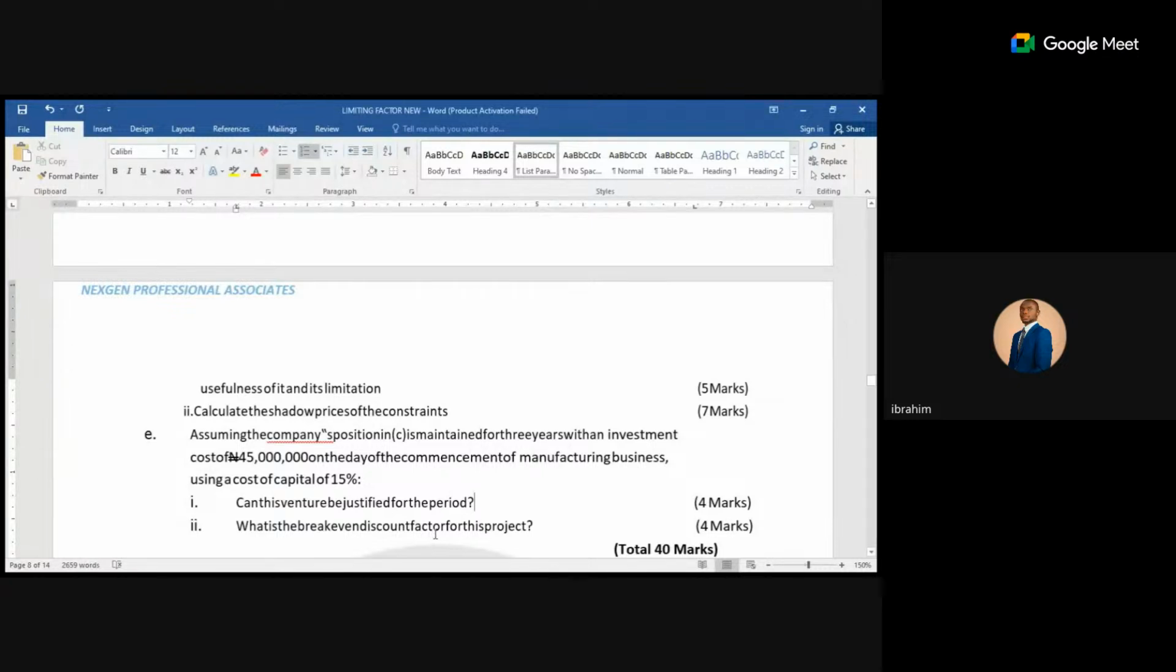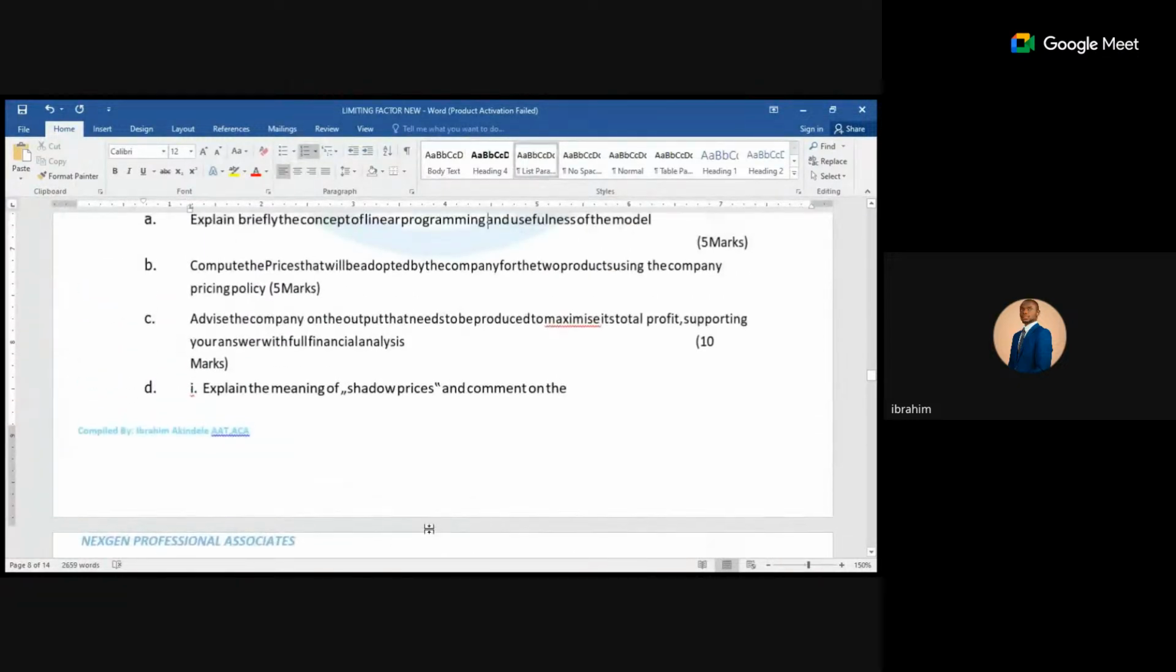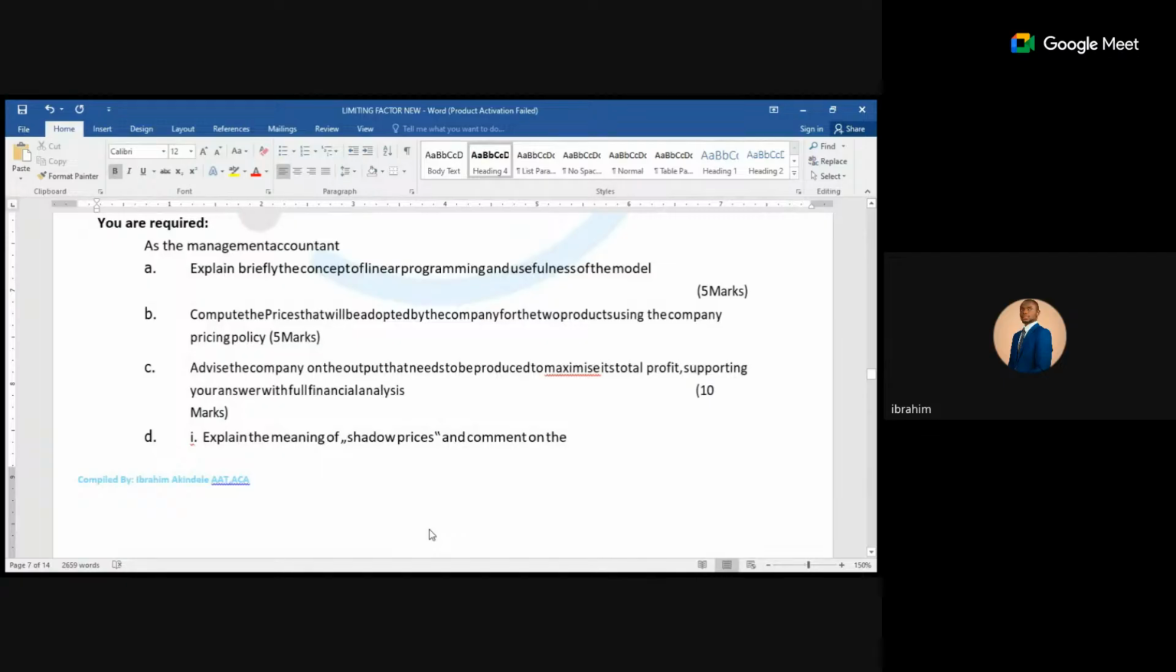Now, 40 marks. Our focus here is just two things. Compute the prices and shadow price. You see the output, we already know how to determine output. We already know how to determine profit, but we'll still do it. But our focus here is this B and the shadow price.